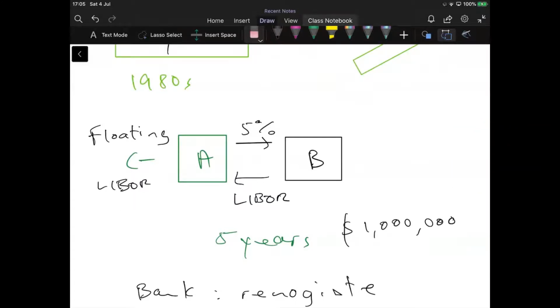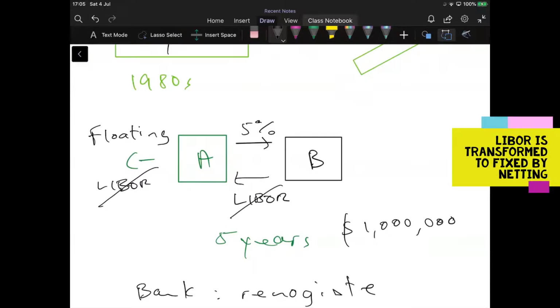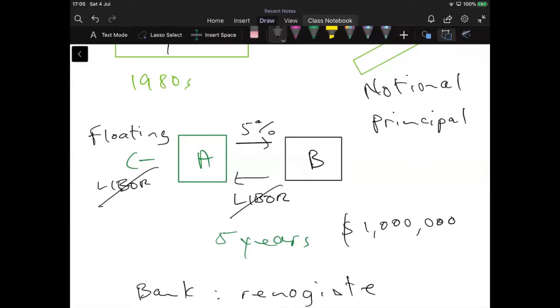The LIBOR rate that is being paid to A would cancel with B. So we would cancel with the bank. So the LIBOR rate here would cancel this LIBOR rate, and A would net out to 5%. Of course, in the terms of the swap here, we would have to agree a notional principal. So that's typically something that is agreed when we set up the swap.